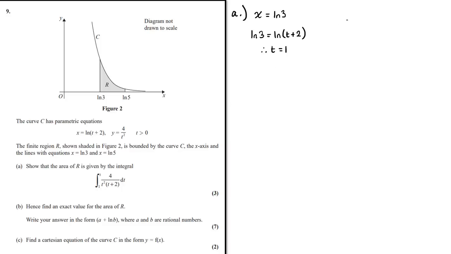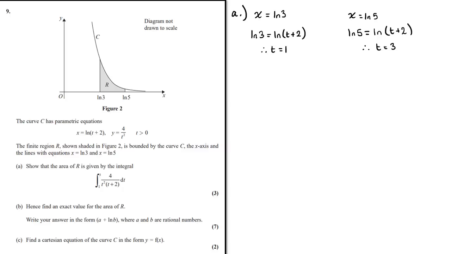We just repeat this now with x equals the natural logarithm of 5. The natural logarithm of 5 is going to be equal to the natural logarithm of t plus 2. And again, these two sides must be equal. So t must be equal to 3. So the new limits are 1 and 3, which is exactly what we've got here. So we're off to a good start. We've got our new limits.